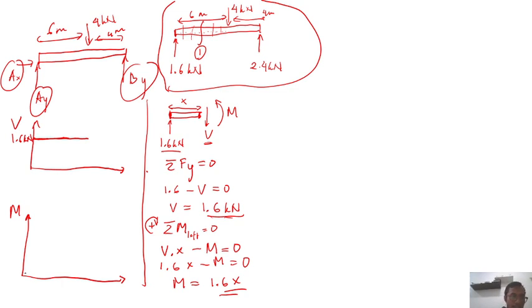at x equal to 0, the value will be 0. But at x equal to 6, this one is x in meter, at x equal to 6, 1.6 multiplied by 6 is supposed to be 9.6, right? It's supposed to be 9.6 kilonewton meter.